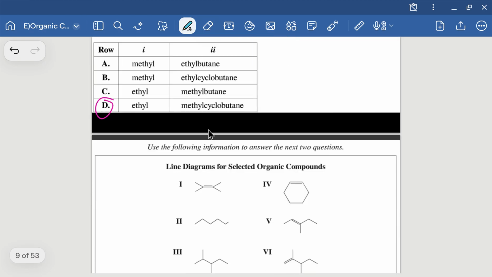This next one here, looking at some line diagrams. There is such a lag on my laptop today.